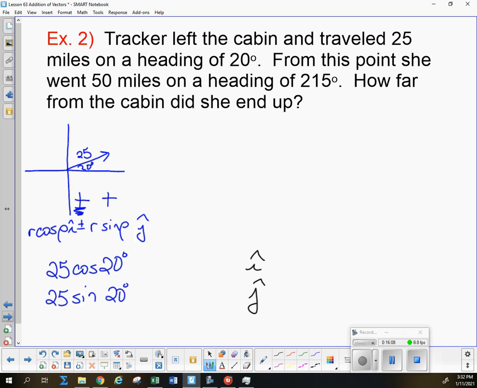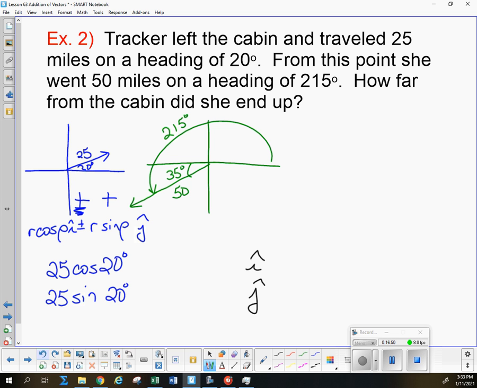Now I'm going to draw my second vector. So this time we're going at 215 degrees. So that's going to be third quadrant. That's going to be 35 degrees past the 180. So that's going to be about like that, except I probably want to make that longer. Should be about twice as long as the 25. So I'm going to let that be 50. And this whole angle was my 215. My reference angle is 35 degrees.